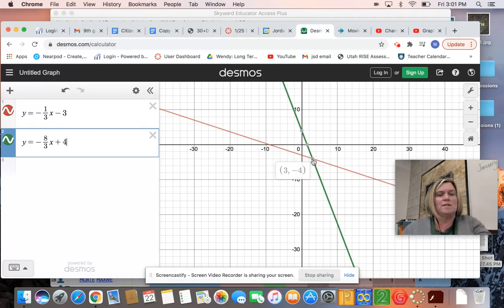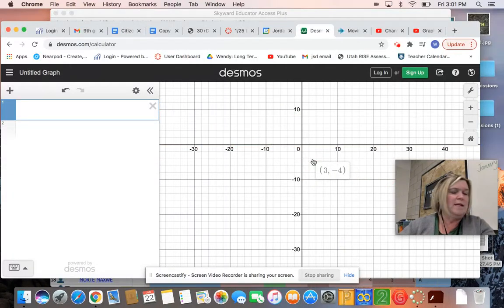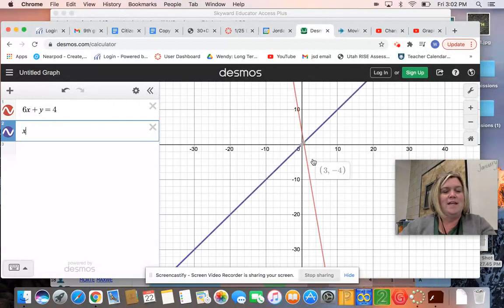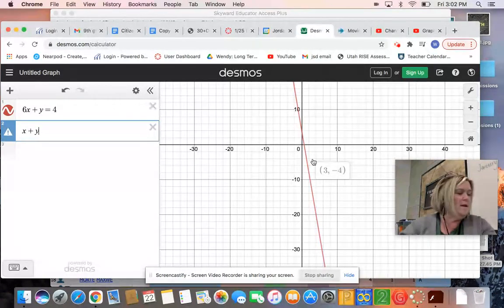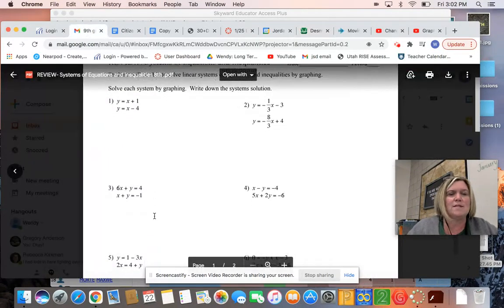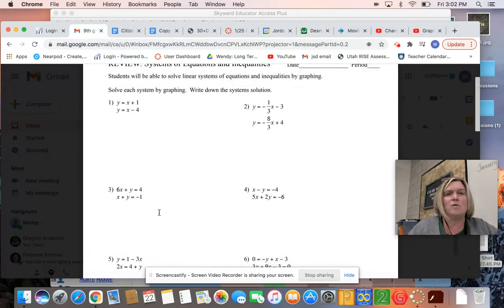Okay, going on to number 3. So you can write that in on your paper. Number 3 says 6x plus y equals 4. And what's nice about Desmos is you don't have to solve for y. It does it for you. And then x plus y equals negative 1. So those are our next problem right there.